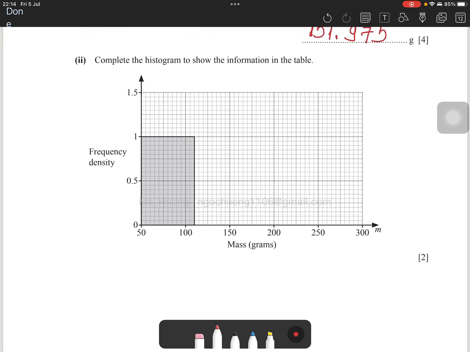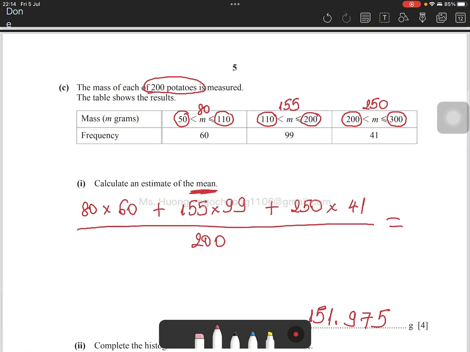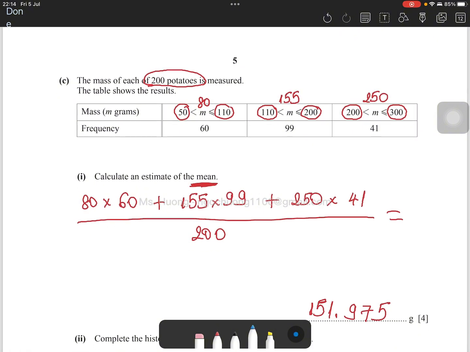The last question, complete the histogram to show the information in the table. To draw the histogram, we need to find the frequency density of each interval. So let's check the table again. The formula for the frequency density is equal to the frequency divided by class width.